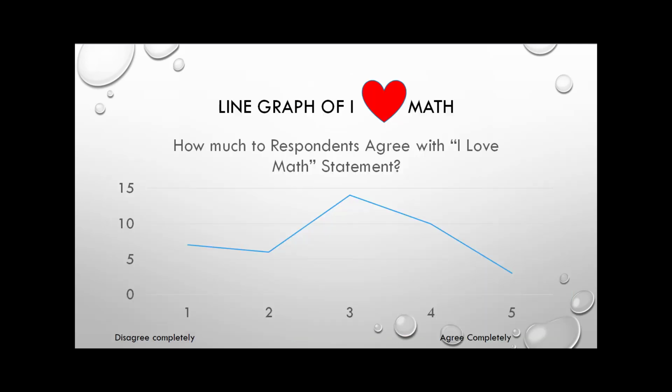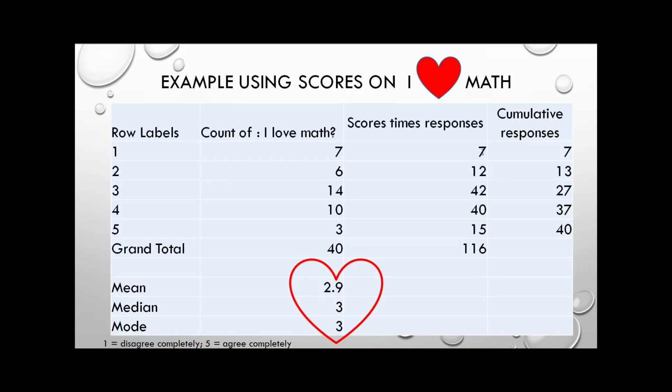The line graph of I Love Math. Oh, let's go back and take a look at that. So we had 7 people give a 1, 6 people give a 2, and so on. If we add that all up, it's 116. If we divide that by, I'm sorry, by 40, we get our 2.9. That's how you get your mean. Take your total scores and divide it by your grand total of respondents.